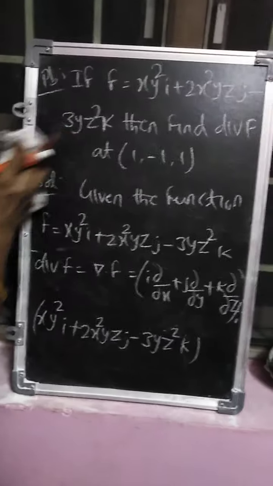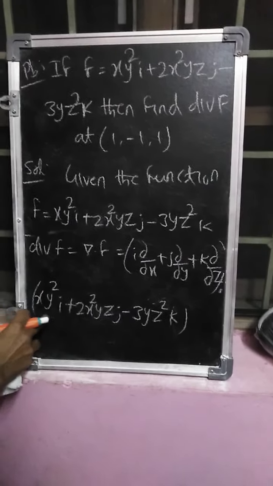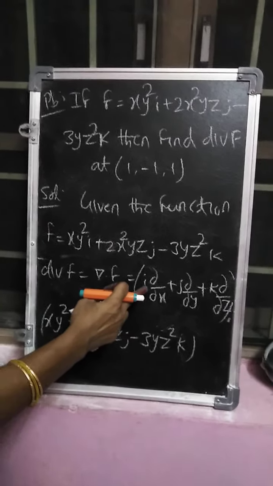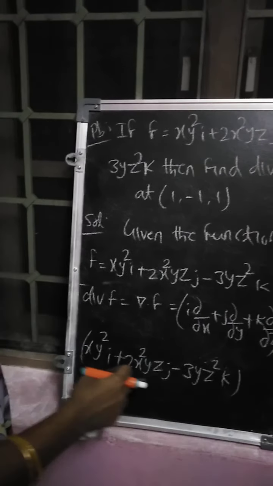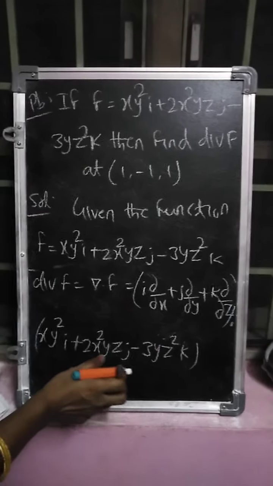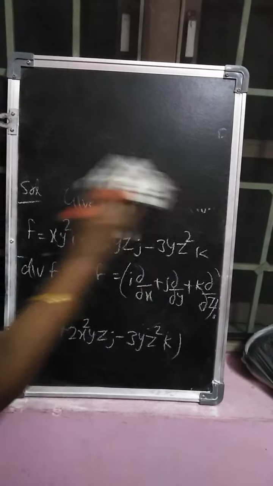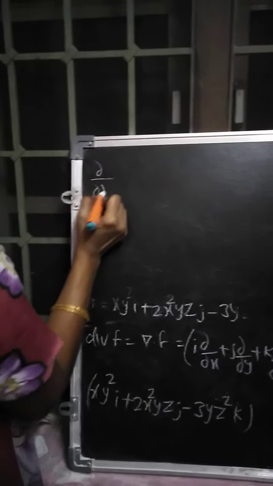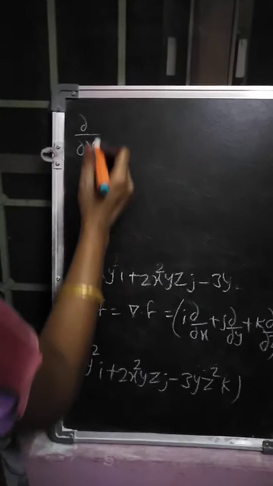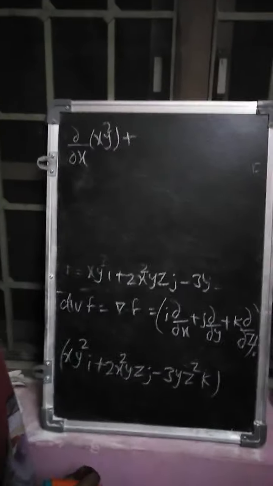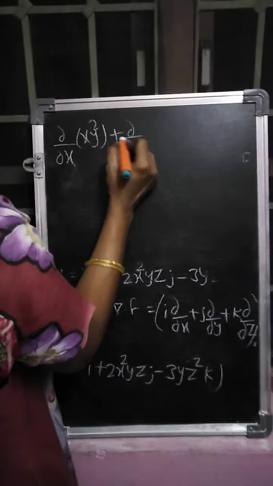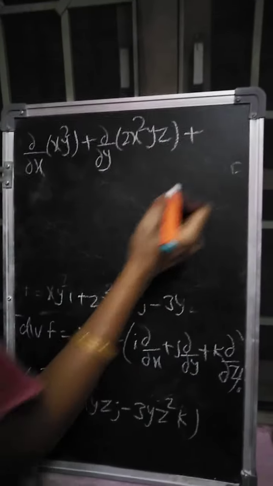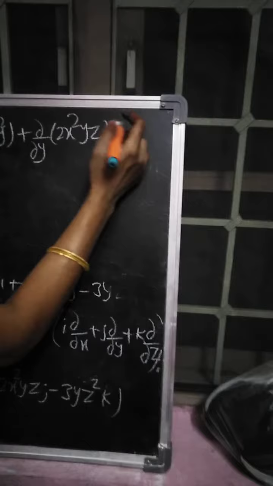As in the previous problem, i dou by dou x of this one: i dot i is 1, so dou by dou x of xy square. Next i dot j is 0. So we get dou by dou x of xy square plus dou by dou y of 2x square yz plus dou by dou z of minus 3yz square.